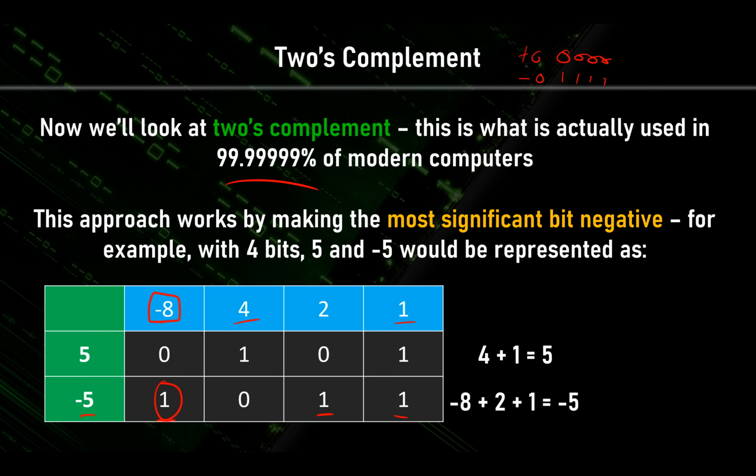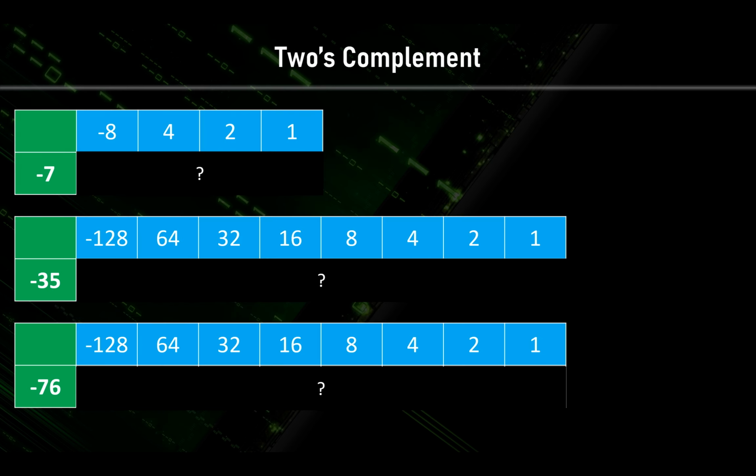And I suppose here you can see that, although hopefully people know this already. Then we just have some practice. So -7: we're going to want a -8. There's not going to be a 4, there's not going to be a 2, but there will be a 1, because -8 plus 1 equals -7. And again, just have a go at these.